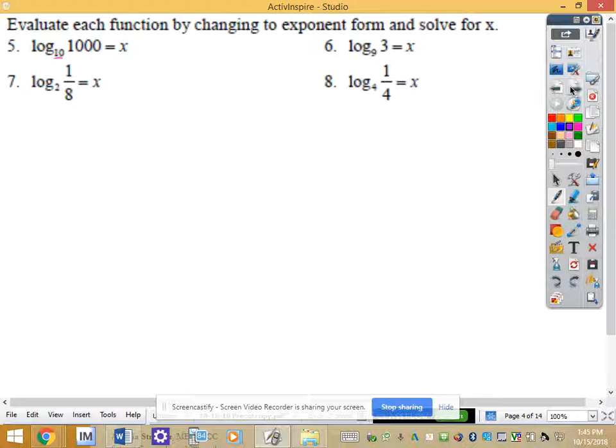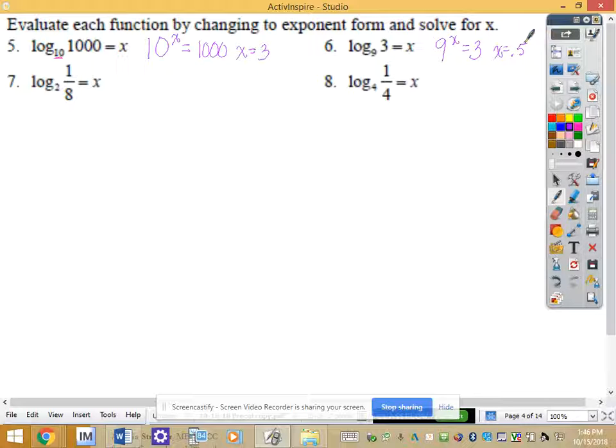So for this first one, I have a base of 10. Remember, your exponent is after the equal sign, so that's x, and that is equal to 1,000. So when you put that in the calculator, x is 3. For the next one, I have a base of 9 raised to the x is equal to 3, and x in this case is 0.5.